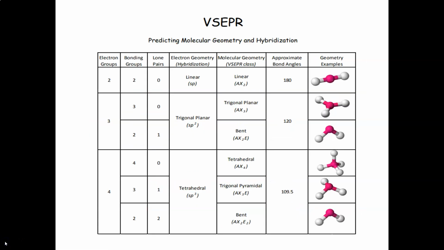So here's a little screenshot of one of the VSEPR charts I like. This is probably my favorite because it's all right in one place. So the electron groups right here, that's your steric number, right? How many things are attached. It shows you how many bonded groups you have and how many lone pairs. So if I were you, above this first column, I would write steric number.